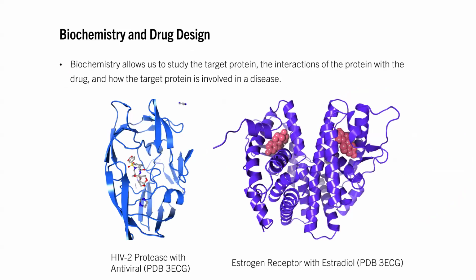Now, biochemistry, or the field of biochemistry, allows us to study the target protein, the interactions of the protein with the drug, and how the target protein is involved in disease. So here is an example of structures of proteins. Biochemistry as a field, and related to drug design, is basically a field where you try to find out what something looks like. Because if you have a sense of what that thing looks like, then you can develop a plan of attack.